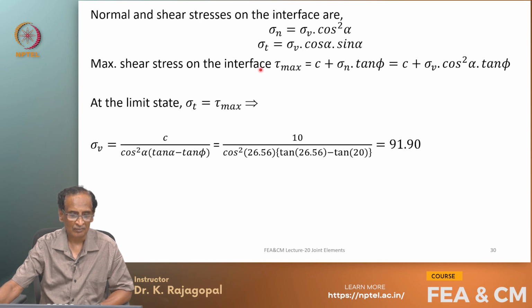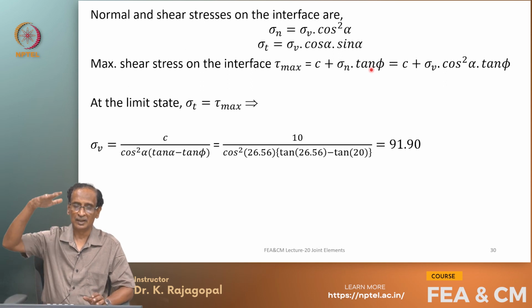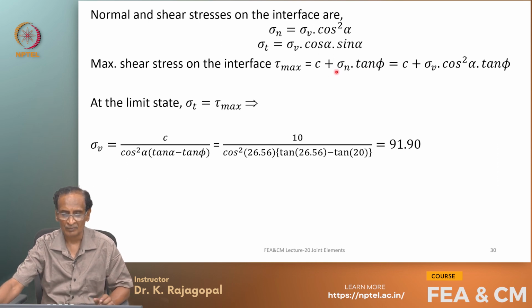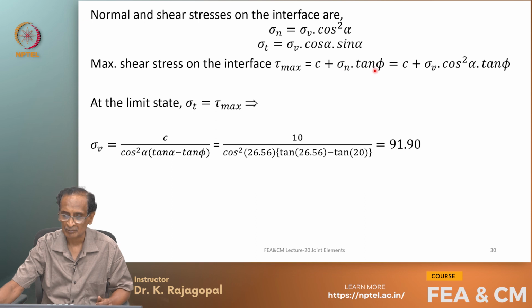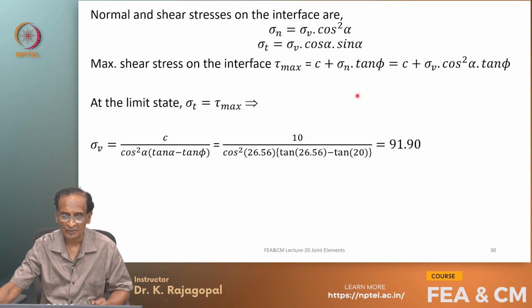And the maximum stress on the interface, tau max, is C plus sigma n tan phi. The C and tan phi are the shear strength properties of the interface, and the sigma n is the normal stress on the interface, and this we can write as C plus sigma v cosine square alpha times tan phi, because the maximum shear strength is C plus sigma n tan phi.